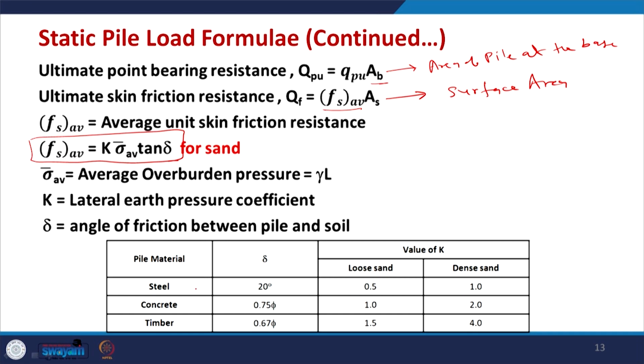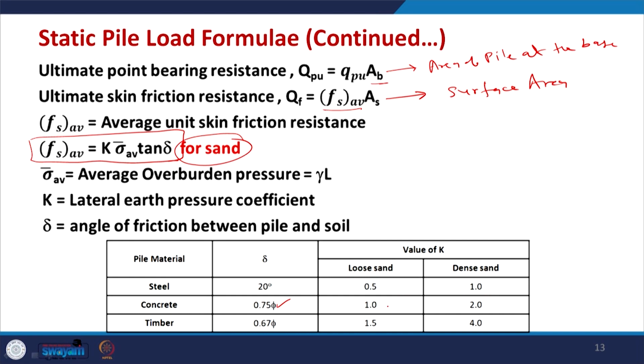So, you see in that table, depending on the pile material, delta is chosen: 20 degrees for steel, and for concrete 0.75 times phi, where phi is the angle of internal friction. Naturally, this is applicable for sand only; as said, all these equations and this table are for sand only. Then for timber it is 0.675, and the value of K depends on whether you have loose sand or dense sand.